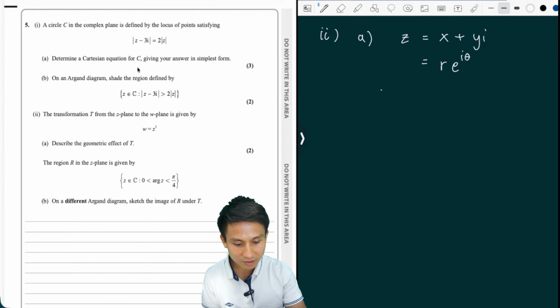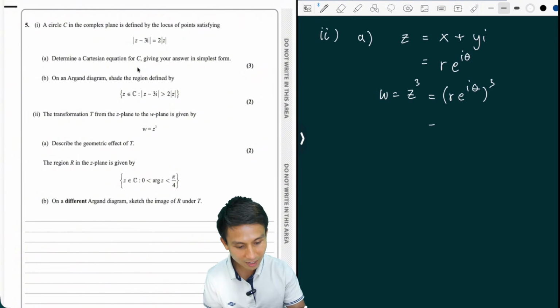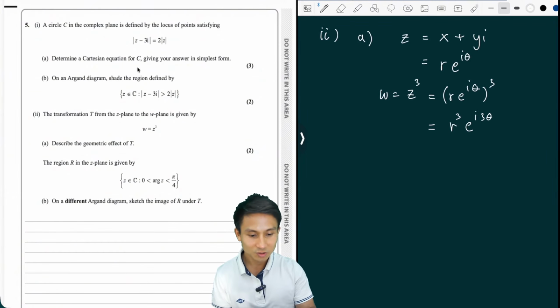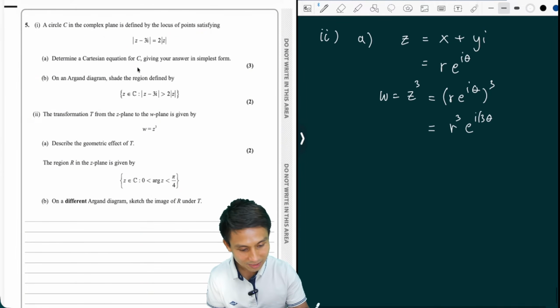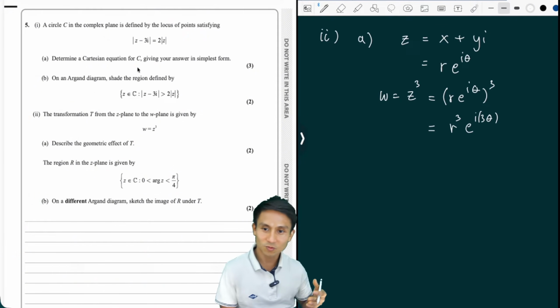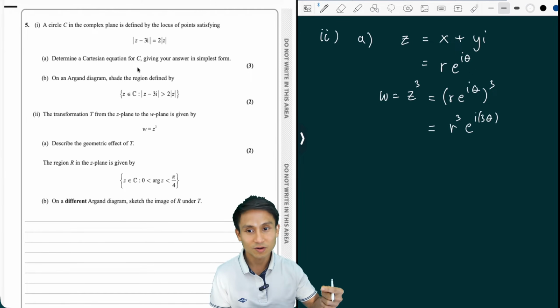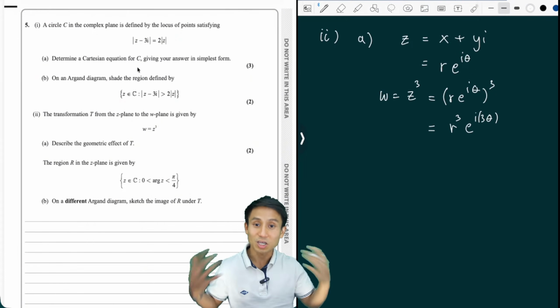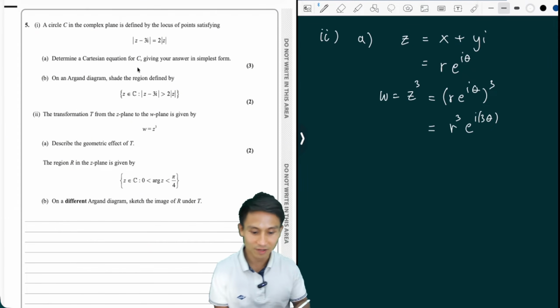So if we have W equals Z to the 3, just put everything to the power of 3. Basically, that's just algebra. With the laws of indices, we can do r cubed and e to the i 3 theta. You just multiply by 3 to this power, and you can rearrange to get that. That is saying that the modulus will be cubed, but the argument will be multiplied by 3. So that is the geometric effect.